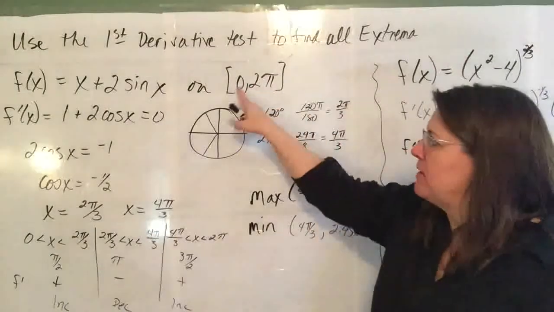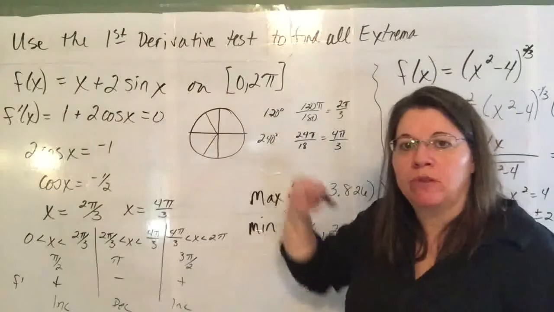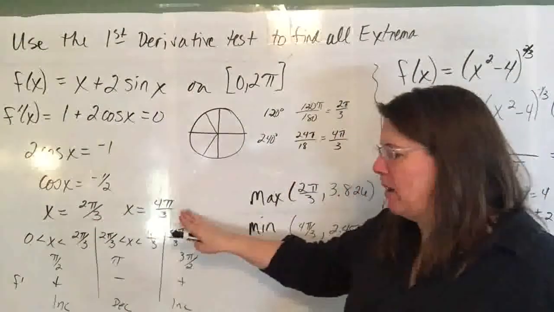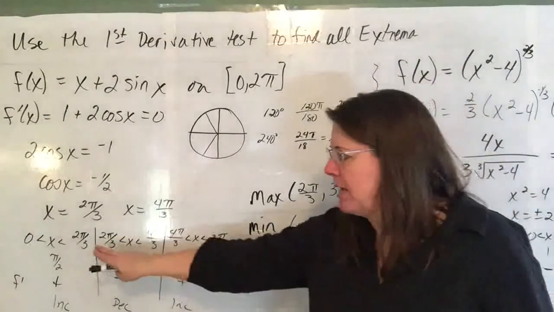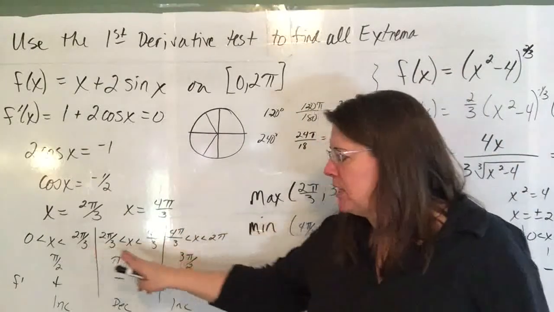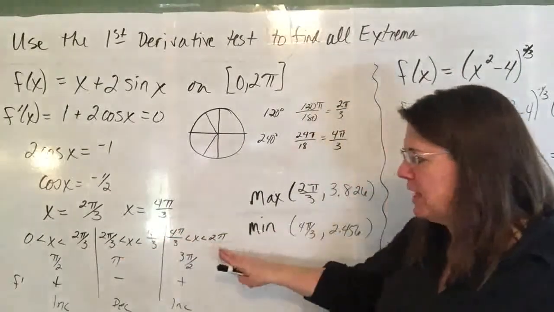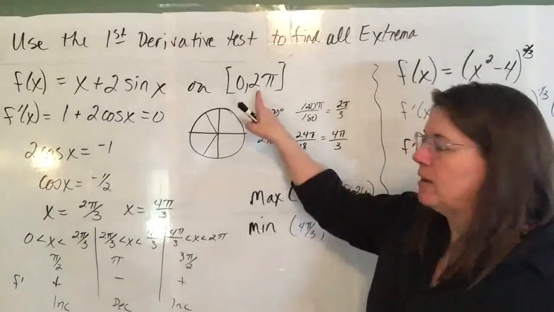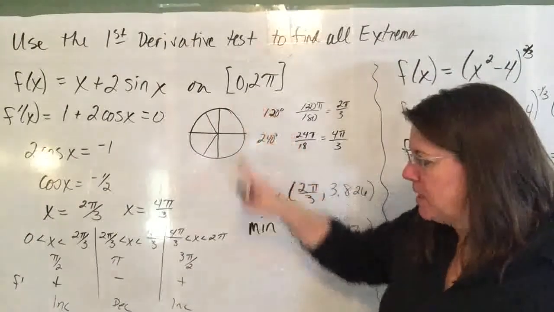Since this interval is given to you in radians, you need these in radians. If this had been from 0 to 360, then you could use degrees. So my critical values are at 2 pi over 3 and 4 pi over 3. And then I set up my intervals from 0 to 2 pi over 3, 2 pi over 3 to 4 pi over 3, and 4 pi over 3 to 2 pi, dealing with the closed interval that they gave us.